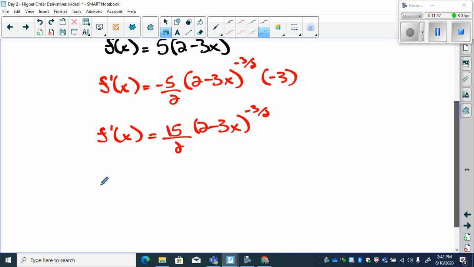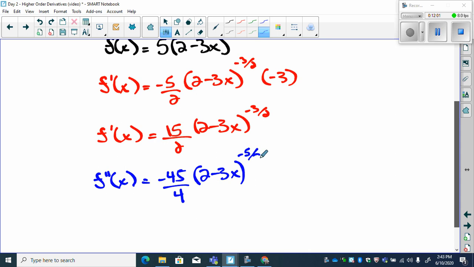Now I'll do the second derivative. 15 over 2 times negative 3 over 2. So negative 3 times 15 is negative 45. 2 times 2 is 4. And then I would rewrite the bracket 2 minus 3x, close it, subtract 1 from the exponent. Negative 3 over 2 minus 1 is like saying negative 3 over 2 minus 2 over 2. So you'd get negative 5 over 2, and then you would multiply again by the derivative of what's inside the bracket. So that's a negative 3.